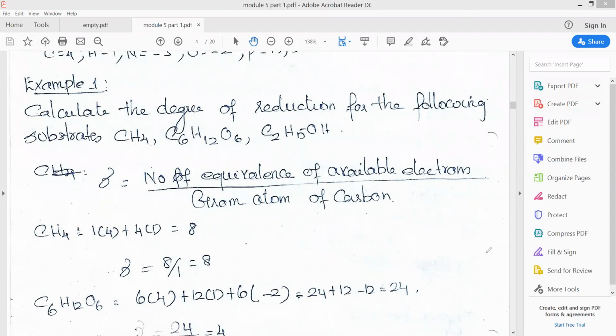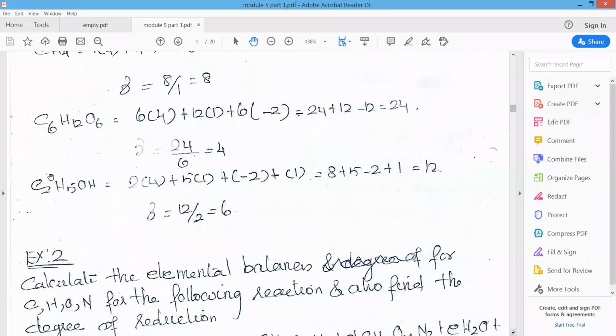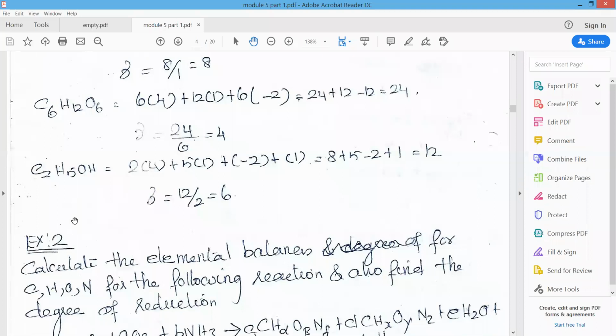You should not get confused between the other concepts and this one. And this is C2H5OH, that is 2 into 4 plus 5 into 1 plus 1 into minus 2 plus 1 into 1, which is 12, divided by the number of gram atoms of carbon, which is 2.